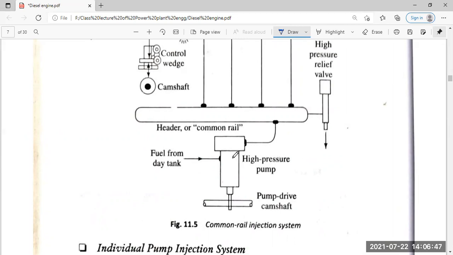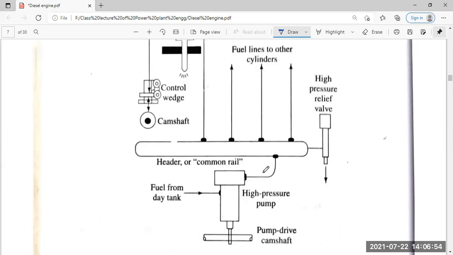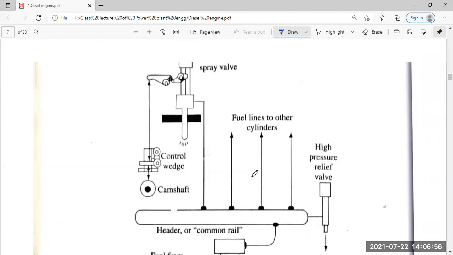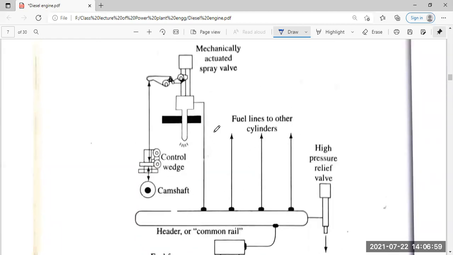There is a high pressure pump, driven by the camshaft. Fuel lines are sent to all the cylinders; here we have four different cylinders. From the header it goes to the mechanically actuated spray valve, which is controlled through the camshaft wedge control to get the required work done.